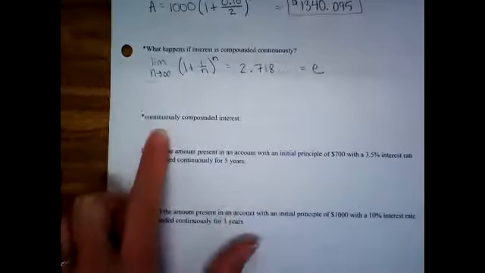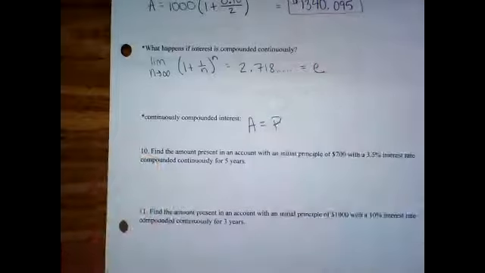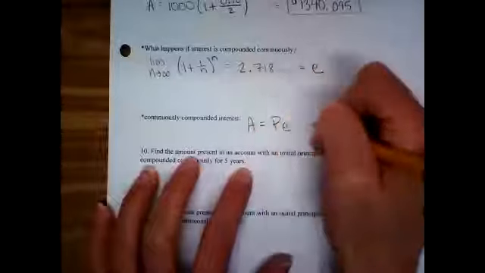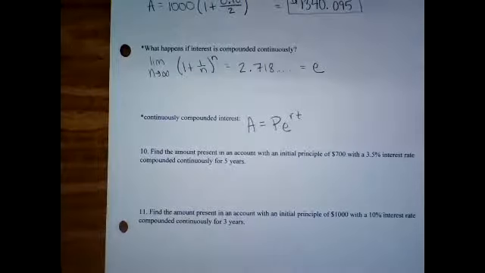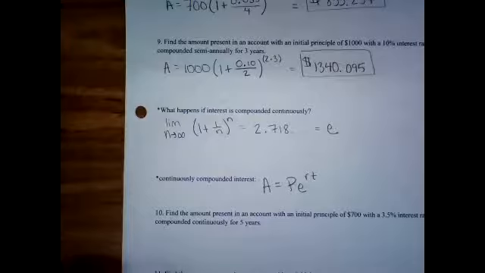So if you are compounding continuously, your amount will equal your principal times this magical number E to the power R times T. It's your interest rate times the time. No one ever has a problem remembering this formula because it spells PERT. So if it says compounding continuously, this is the formula that you use. 10 and 11 are the exact same problems that we did here, except we're going to compound continuously, which means you're going to make slightly more money.